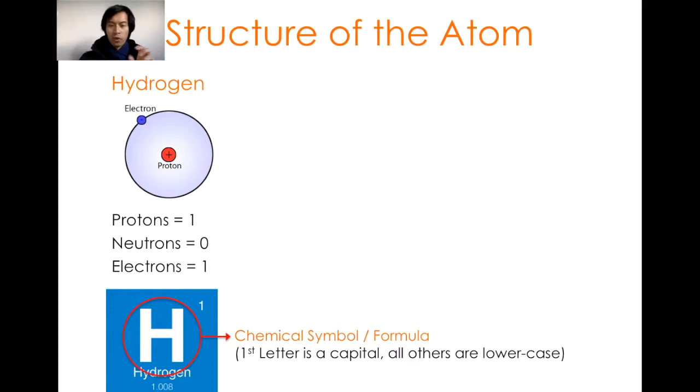With regards to the chemical formula, the first letter is always a capital, and all other letters are lowercase. So, for example, if you jump to helium, you will notice that helium has a capital H but a lowercase e. That is always the case: every time you see a capital H, lowercase e, it is helium, okay?